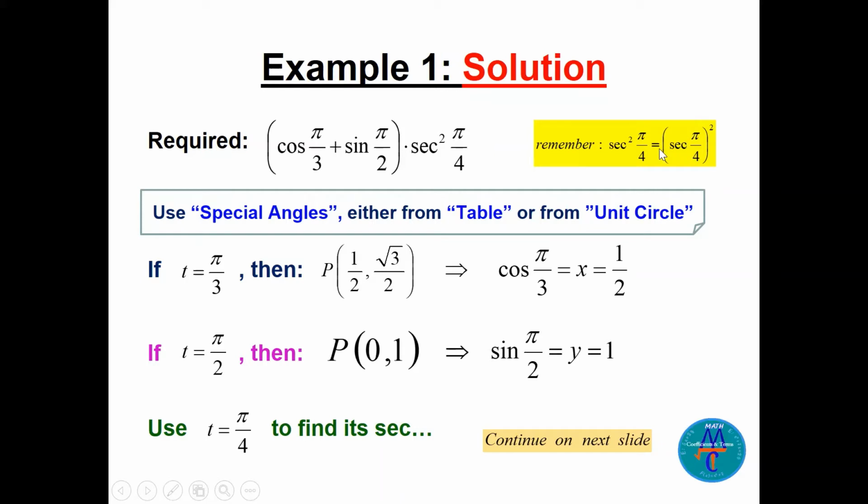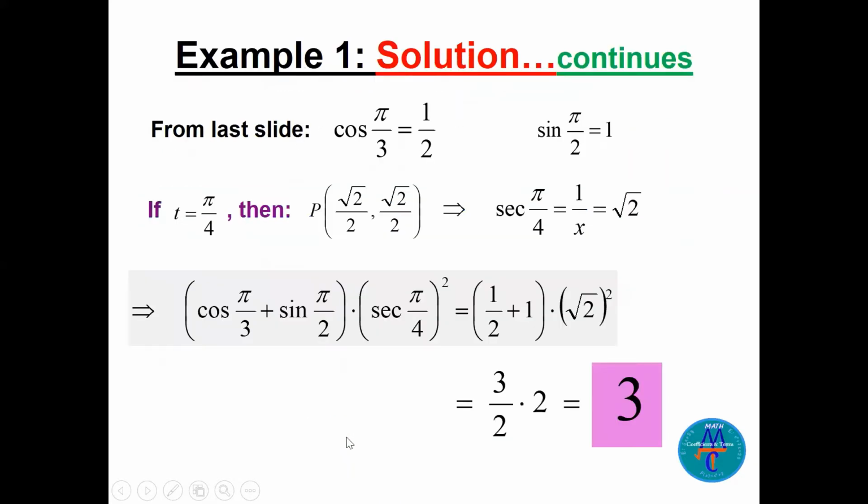So you find the value, then you square it. Whatever, if you have a cube, you can cube it. So let's see now pi over 4. Let's continue. So pi over 4, the point in the unit circle is square root of 2 over 2, square root of 2 over 2. That means this is the sine and this is the cosine. Secant is 1 over x, 1 over the cosine. So it will be only square root of 2.